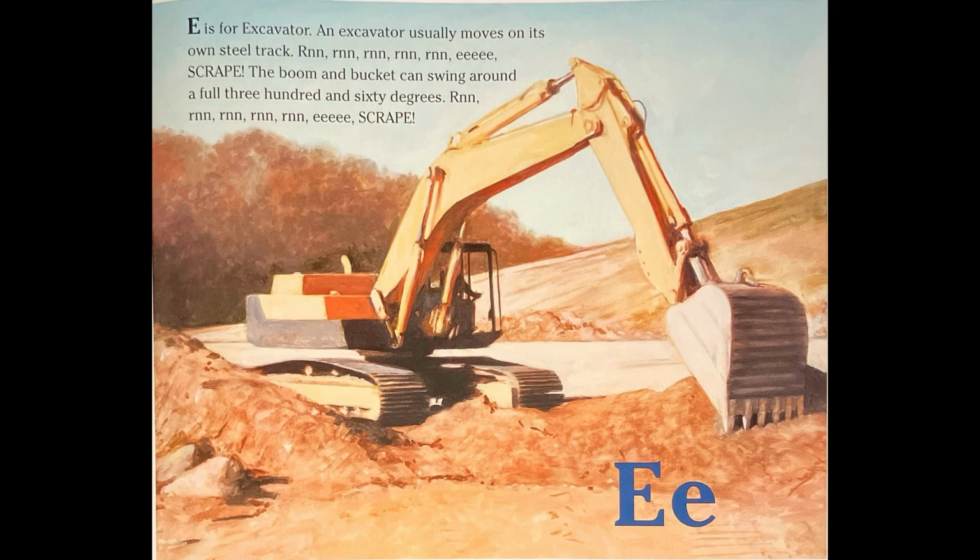E. E is for excavator. An excavator usually moves on its own steel track. Earn, scrape! The boom and bucket can swing around a full 360 degrees. Scrape!